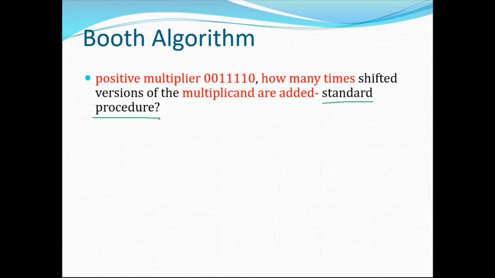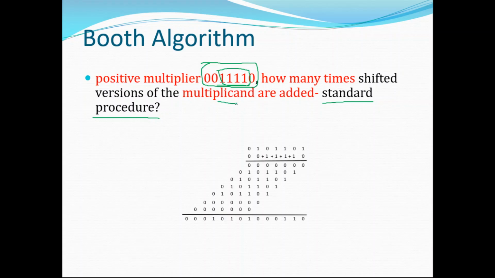Especially, it reduces the number of repeated additions to a larger extent if the multiplier contains consecutive ones. This is one typical example of such a multiplier; here you can see the multiplier contains consecutive ones. So if the multiplier contains consecutive ones, the number of shifted additions performed on the multiplicand will be reduced. Fine.